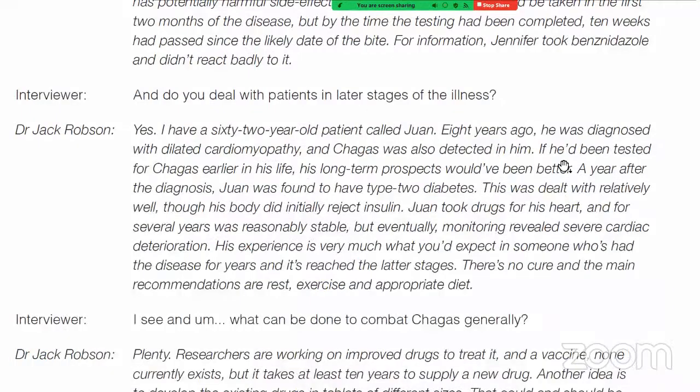So, he was not tested. Why was he not tested? Now here, a year after the diagnosis, Juan was found to have type 2 diabetes. This was dealt with relatively well. So here, he was diagnosed only 8 years ago. Before, they took it as normal. The diagnosis was correct only. There is no wrong detection. It's not an incorrect diagnosis.